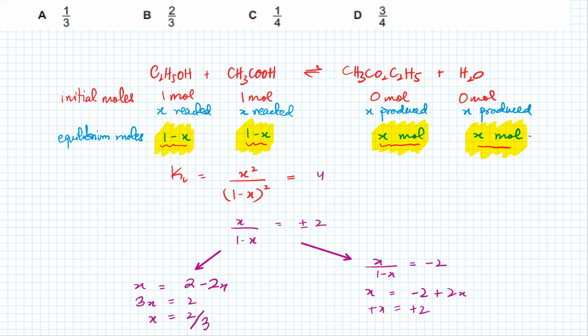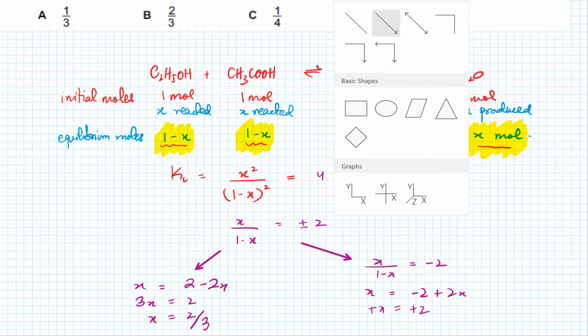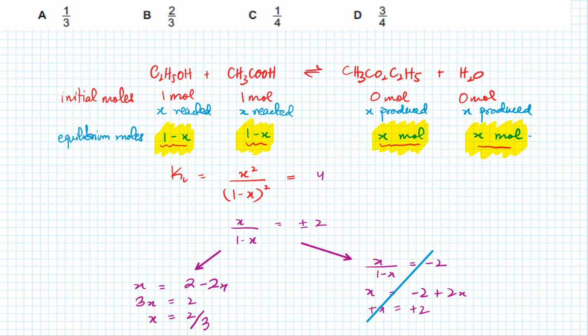Okay, so you're going to reject one of them. Consequently, which one should I reject? Plus 2. Okay, if you use plus 2, though, your equilibrium moles will come out to be 1 minus 2. That's minus 1. Moles are never negative. Okay, so we're going to reject this one.